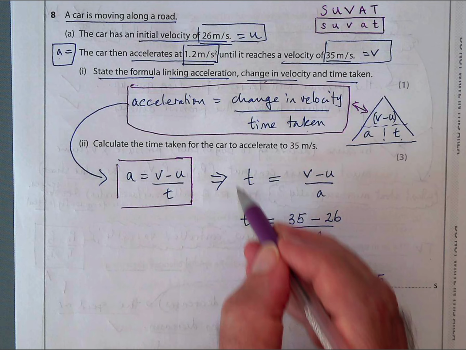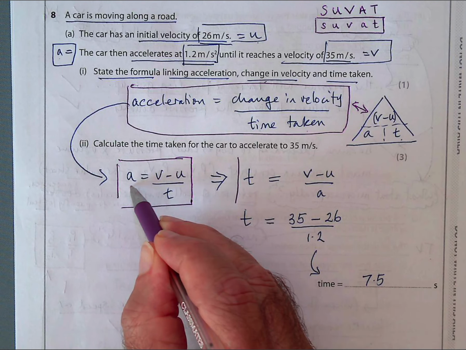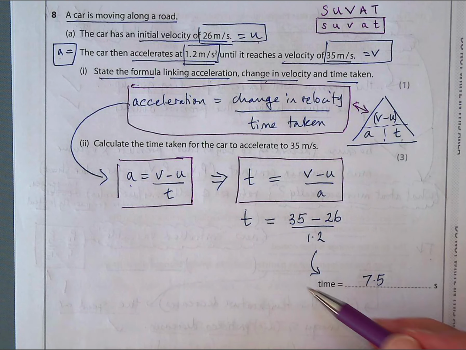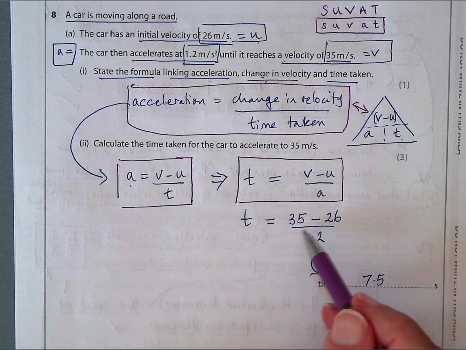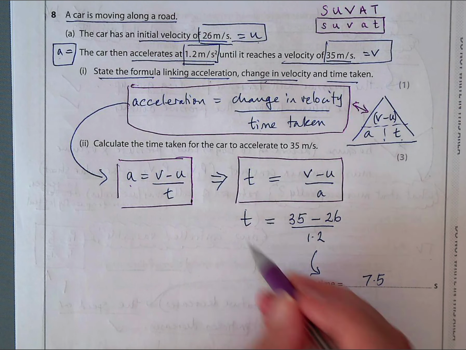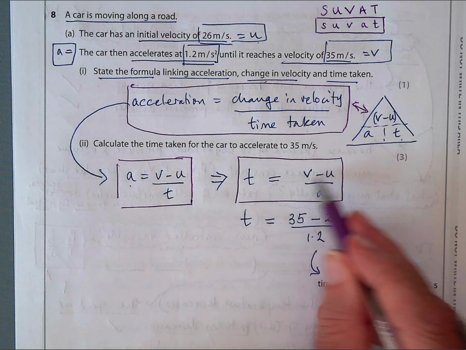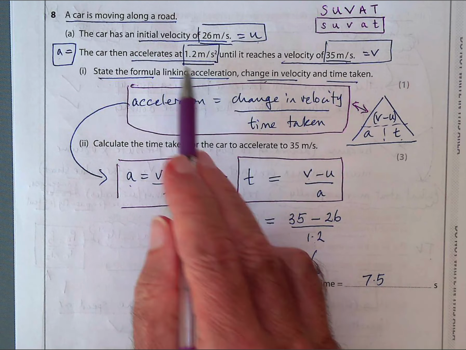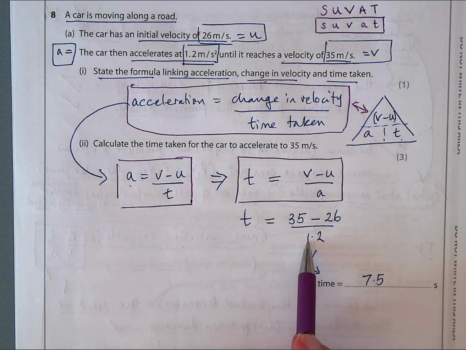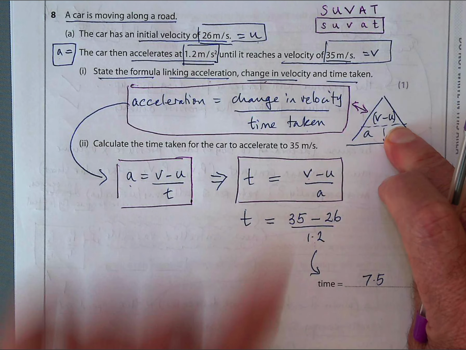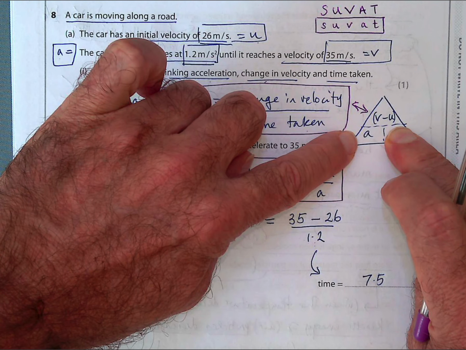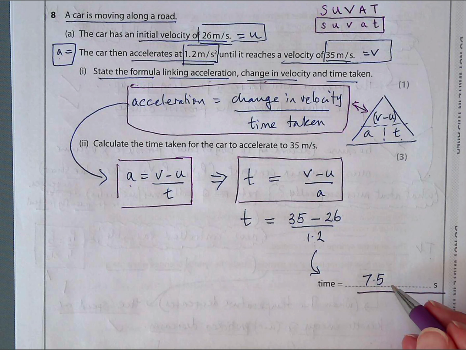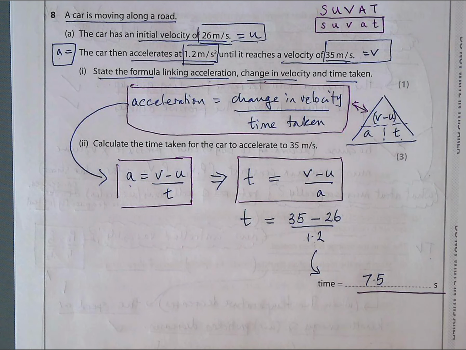So I've changed the subject of the equation first. I know maths teachers let you put the numbers in and then muddle through the answers, but this is the best way of doing it. So it's 35, final velocity, minus initial velocity, 26, divided by the rate of acceleration. If you divide the change of velocity by the rate of acceleration, you will get the time taken. So it'll take 7.5 seconds to accelerate the car from 26 to 35.